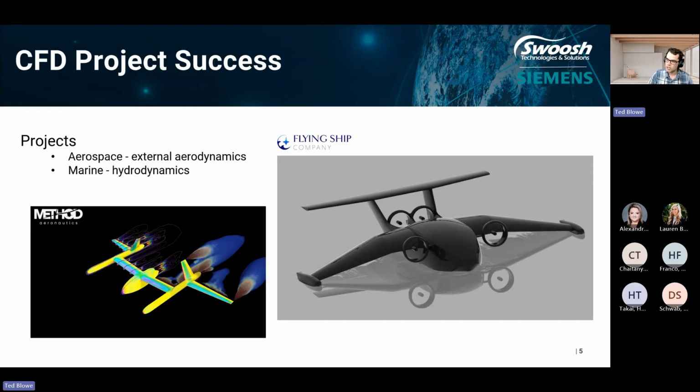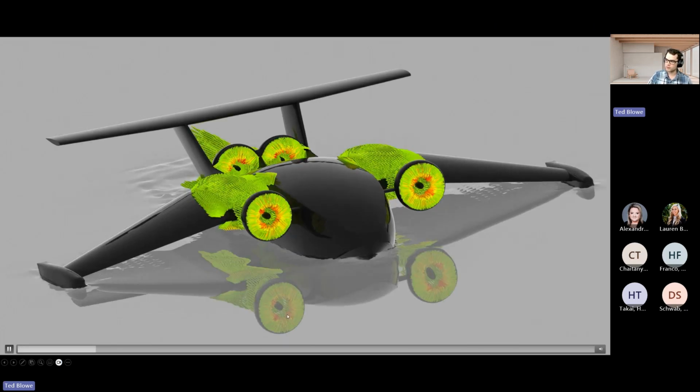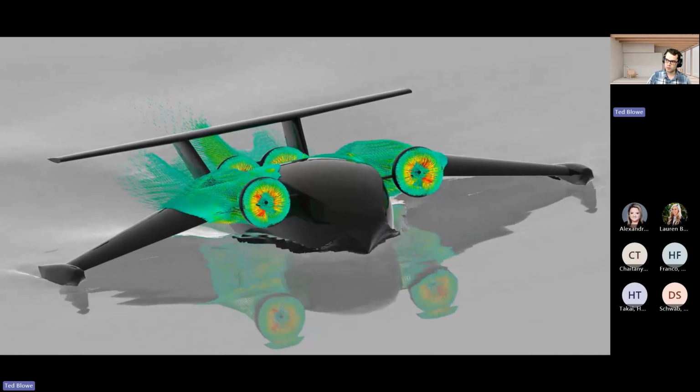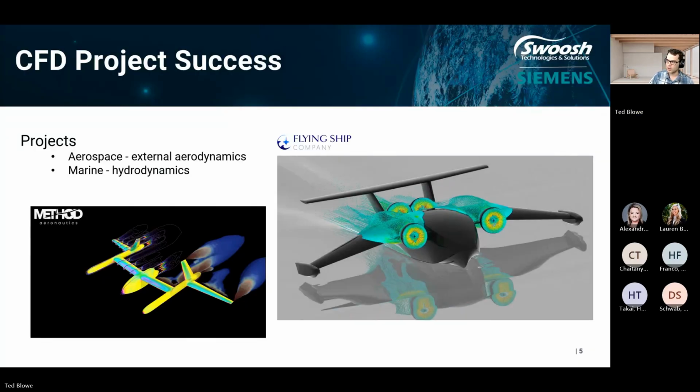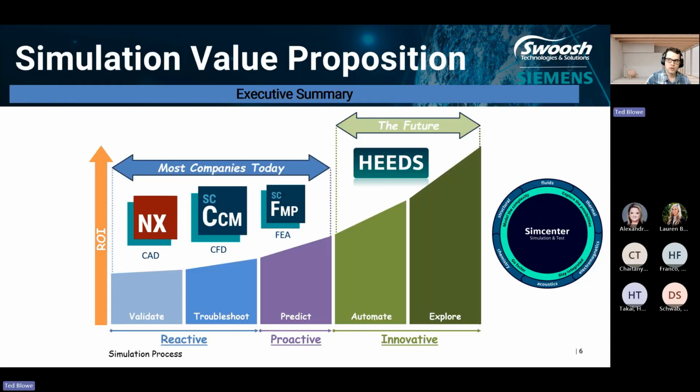Okay, so today we're going to be talking about CFD, multi-phase and CFD. We've done several projects in the aerospace industry. The flying ship specifically uses a multi-phase approach of a seaplane and takeoff. This uses a VOF model where we have a virtual disk modeling the propulsion, and that was a really fun project.